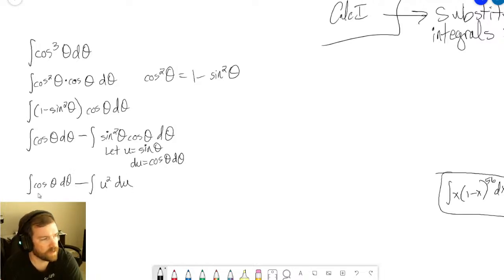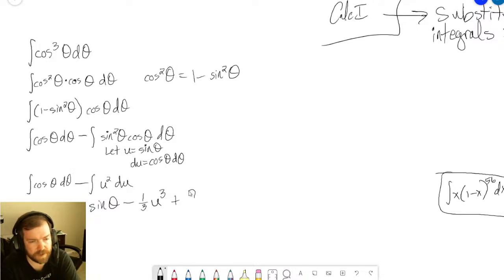All right, and this stuff is actually doable. So what is the integral of the cosine of theta d theta? That is going to be the sine of theta. Plus c will wrap up all the way at the end. Here we've got a minus integral of u squared du is going to again be 1/3 u to the third. And then plus c at the end.